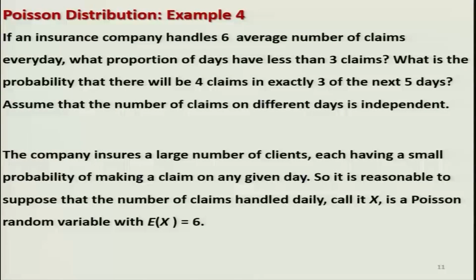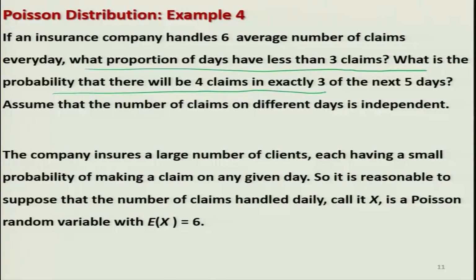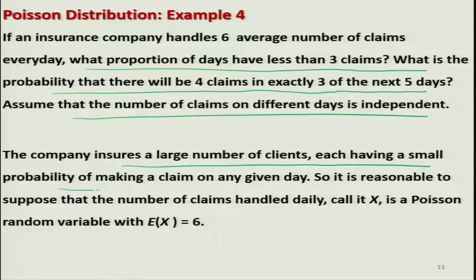Suppose there is an insurance company that handles, on average, 6 claims every day. Now the question is: what proportion of days have fewer than 3 claims, and what is the probability that there will be 4 claims on exactly 3 of the next 5 days? These types of questions are very popular in data science in real life. We can assume that the number of claims on different days is independent. The company insures a large number of clients, each having a pretty small probability of making a claim on any given day.